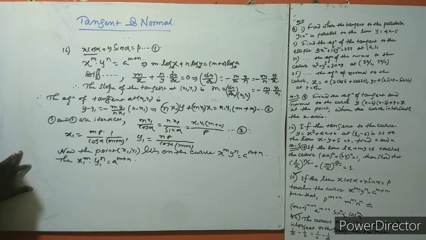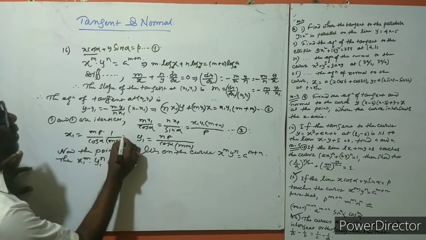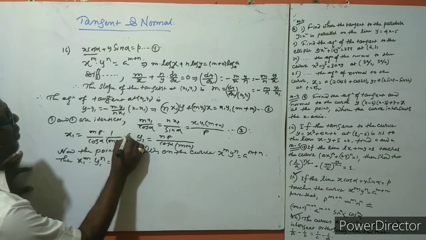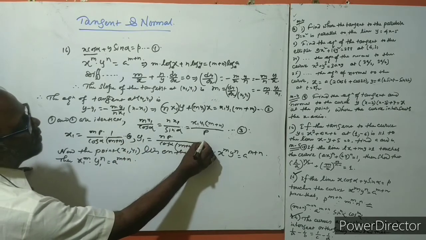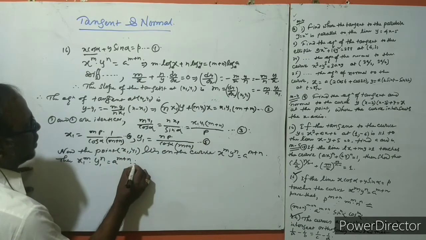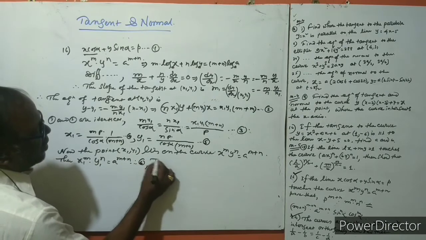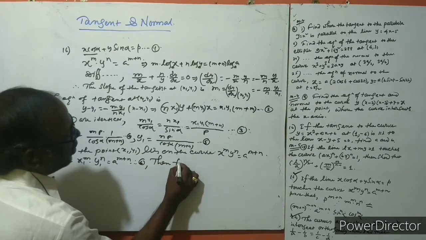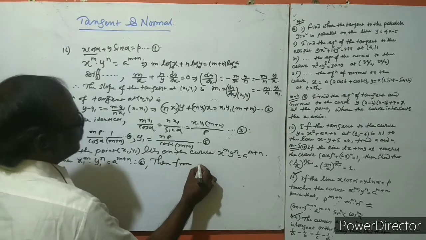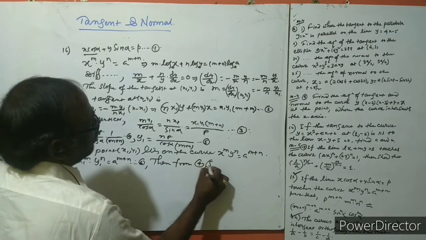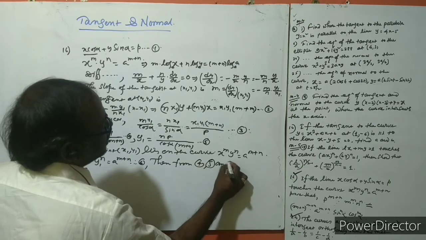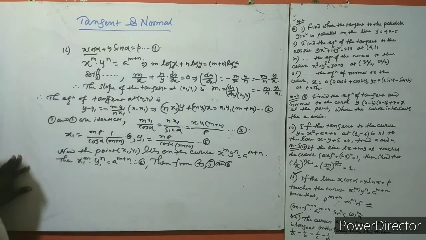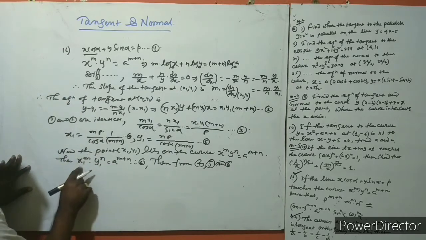is this. So this is 4 and this is 5 and this is 6. Then from 4, 5 and 6, okay, put the value of x1 here.